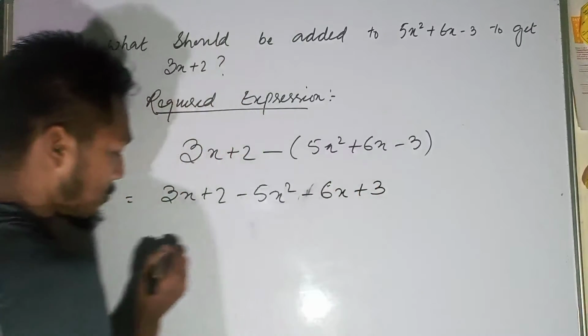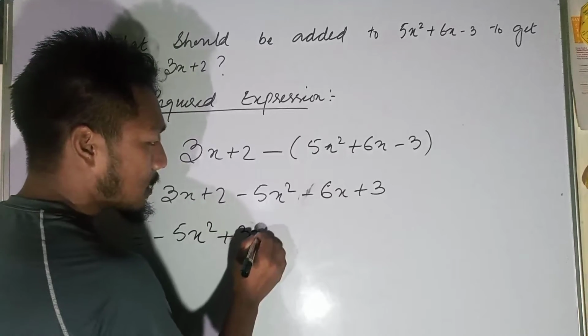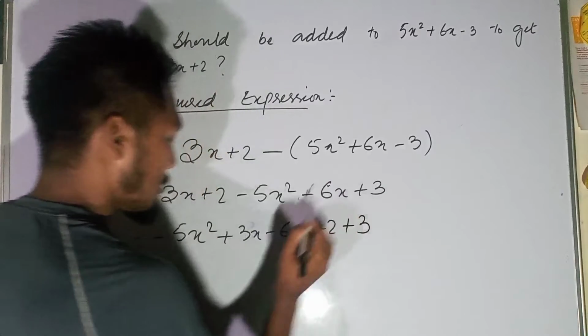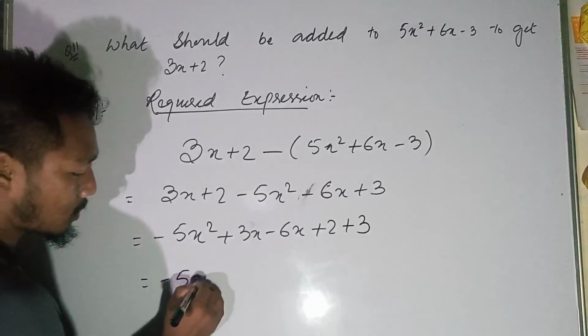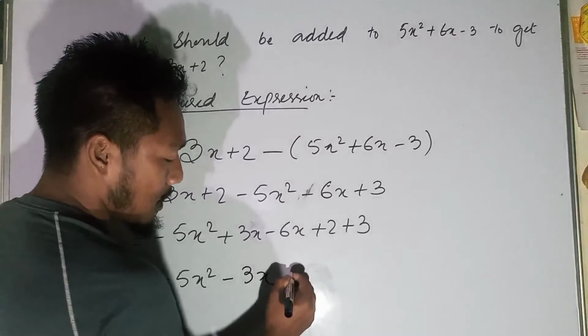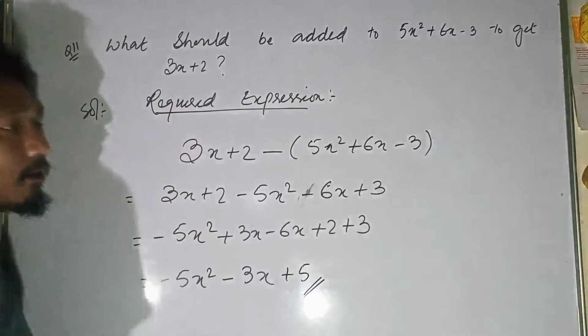So minus 5x cubed, I will take it in front, then plus 3x, then I will write minus 6x, then plus 2, then plus 3. So minus 5x cubed, then 6 minus 3 will become minus 3x, then 3 plus 2 will become plus 5. So this is our resultant expression.